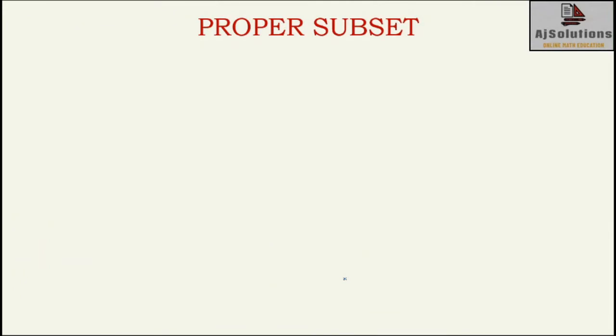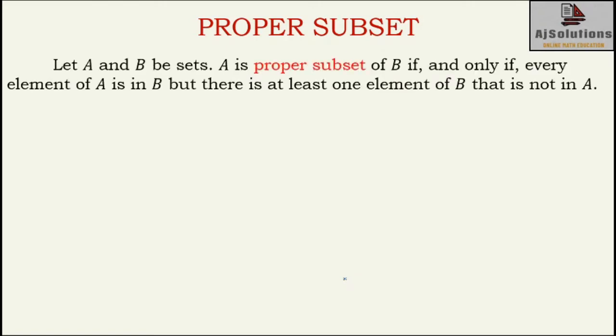When can we say a subset is a proper subset? Basically, that set has to be a subset first of all. And there is one additional condition on that subset to say that it is a proper subset. So what is a proper subset? A is said to be a proper subset of B if and only if every element of A is in B. Every element of A is in B.